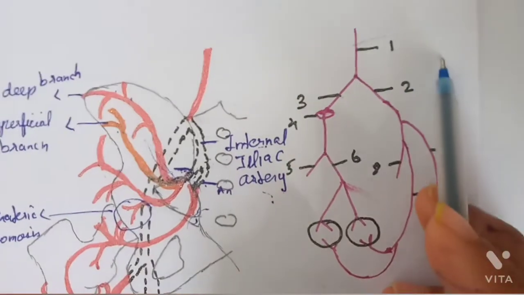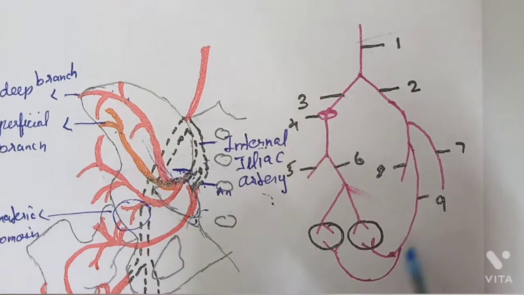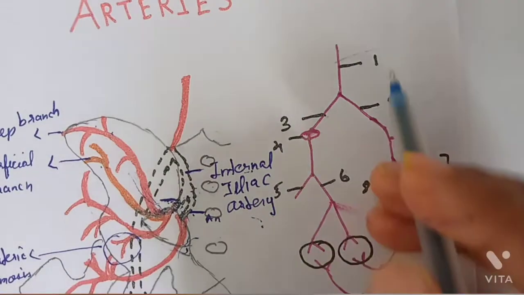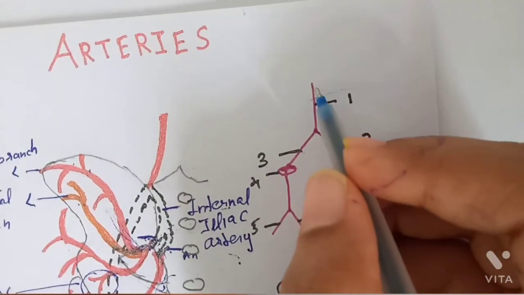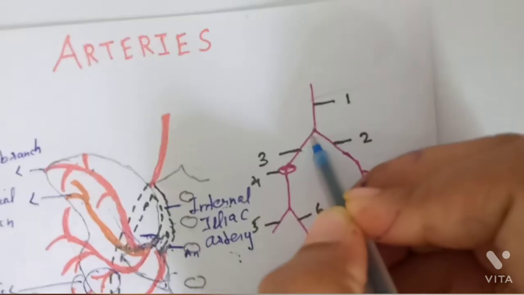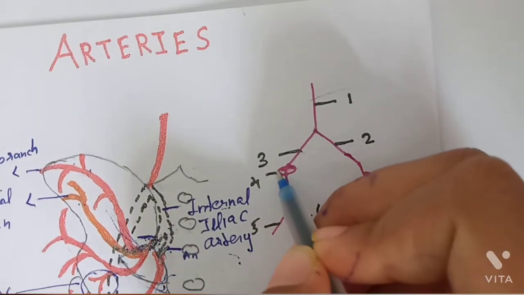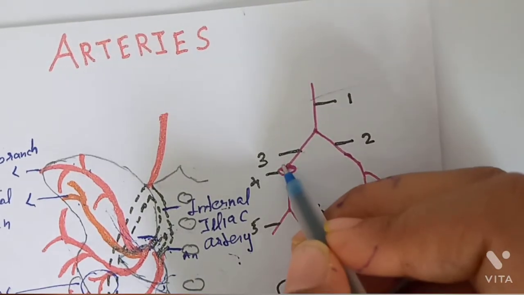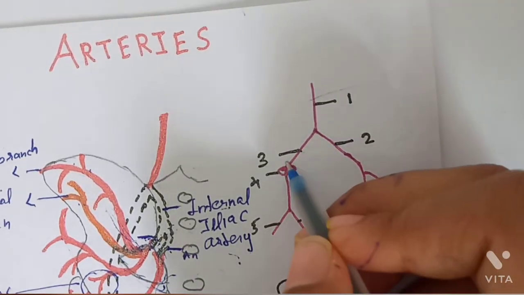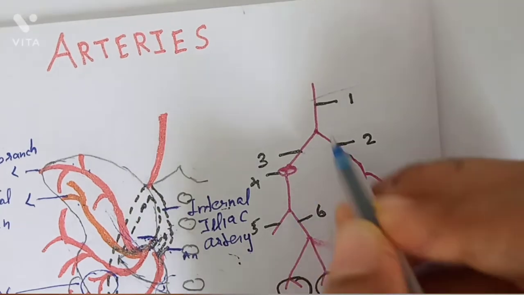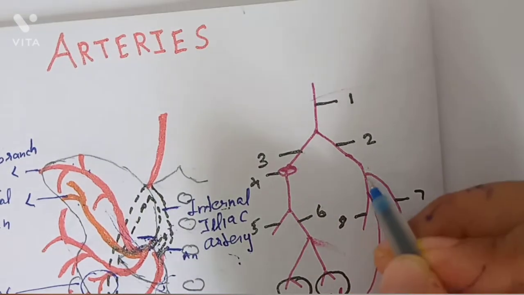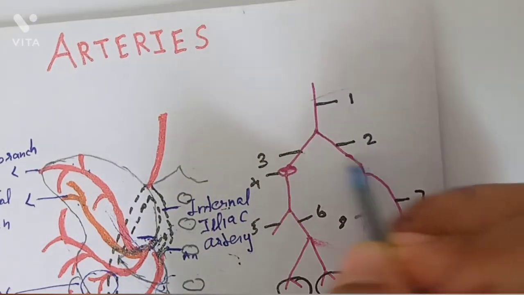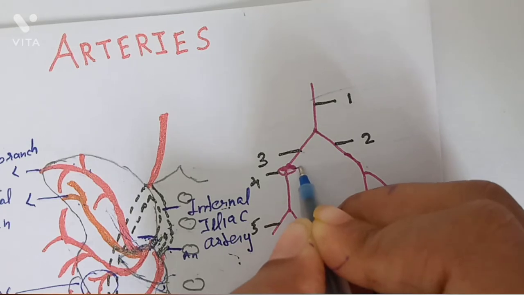Now this is a simplified diagram of both the arteries. This is just for understanding the branches, and actually it looks like this, but this is just for understanding. Now this is the internal iliac artery. It has two parts, the posterior part and the anterior part. The posterior part gives out the superior gluteal artery, whereas the anterior part gives out the inferior gluteal artery. Both these arteries enter the gluteal region through the sciatic foramen.